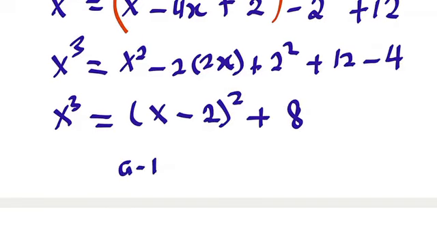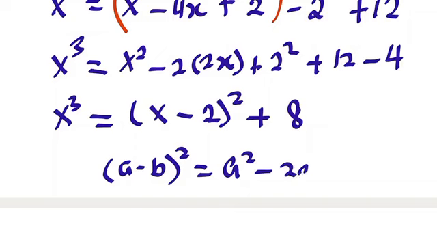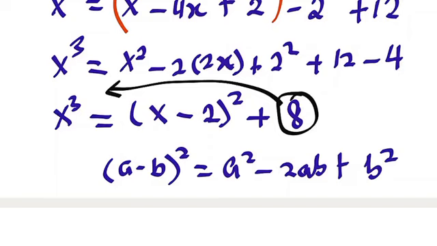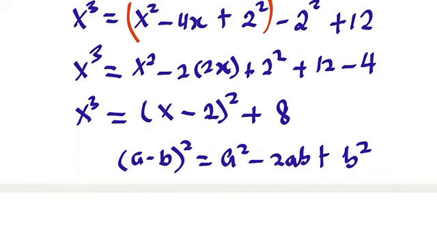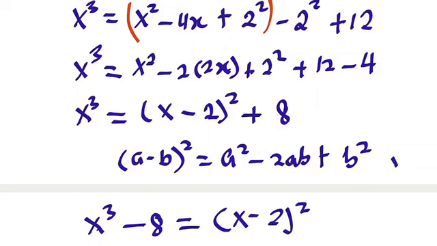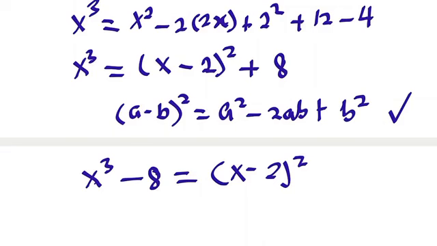What we have is a minus b squared, which is a squared minus 2ab plus b squared. So now I'm going to transpose this to this side. Understood? So now we're going to have x to the power of 3 minus 8 equals x minus 2 all to the power of 2. Just keep this one because you are still going to use it.